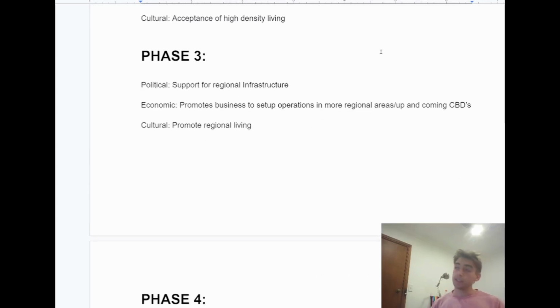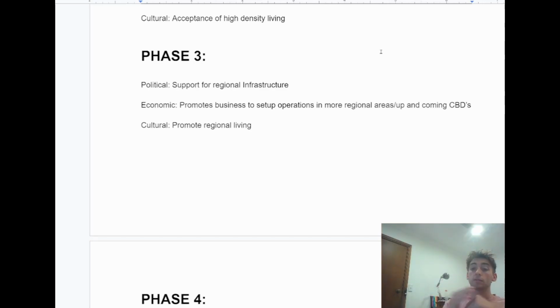Phase 3, on a political scale, passing policies that support regional infrastructure development. What that means: increase government investment into regional areas. This is again a domino effect, and creating policies that incentivize businesses to invest in regional areas. By doing this, on an economic lens, it promotes businesses to set up operations in regional areas, which would then become new CBDs within maybe 10 to 20 years.